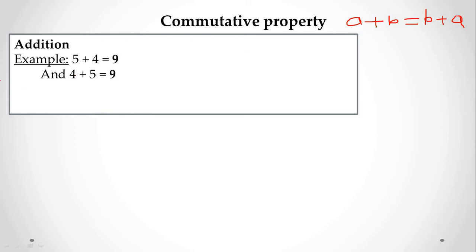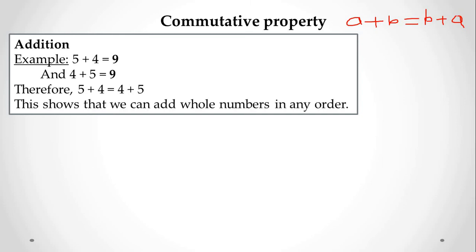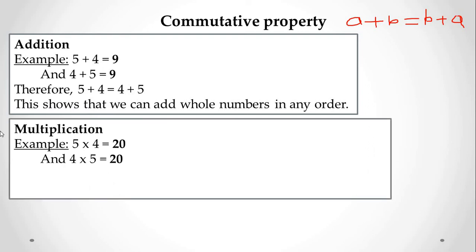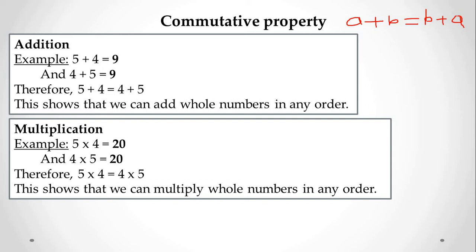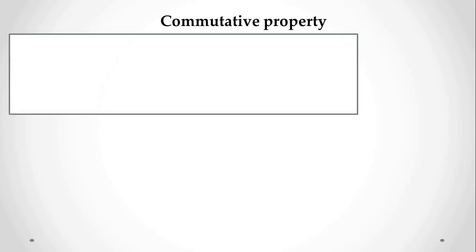In this example, observe that 5 plus 4 is 9 and 4 plus 5 is 9. We have the same result if you reverse the numbers, if you change their order. So 4 plus 5 is nothing but 5 plus 4. This shows that we can add whole numbers in any order. So addition is satisfied under commutative. Next is multiplication, also the same, 5 into 4. You can also write 4 into 5. These both are the same. So this shows that we can multiply whole numbers in any order. So both are satisfied under the commutative property.